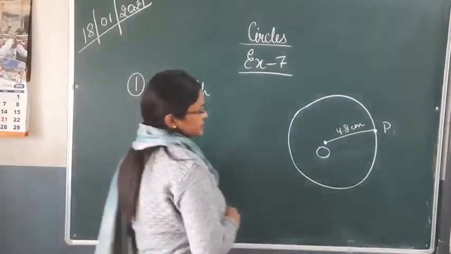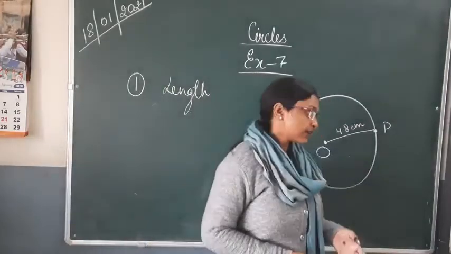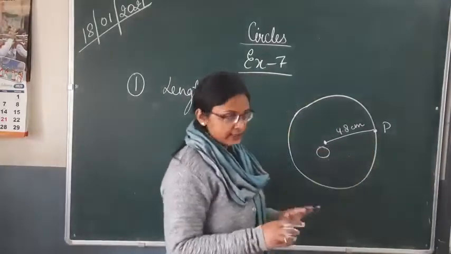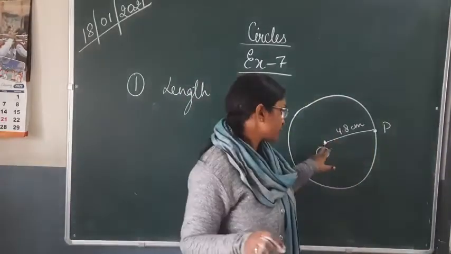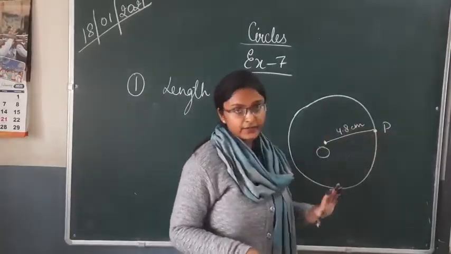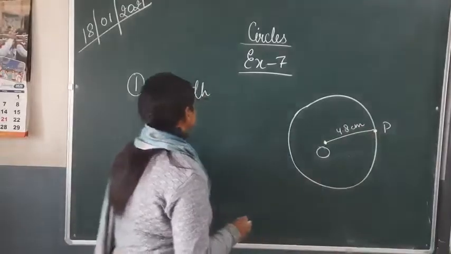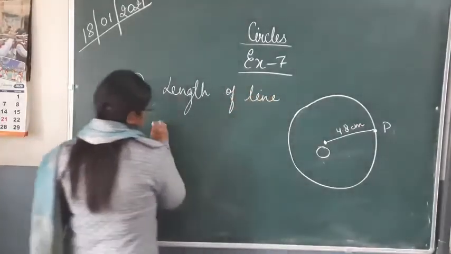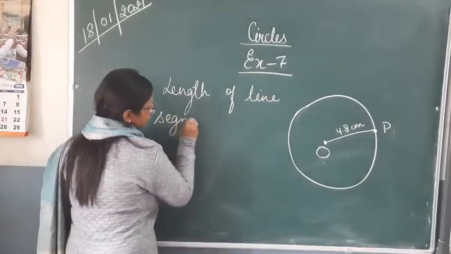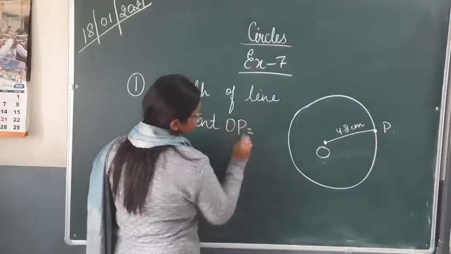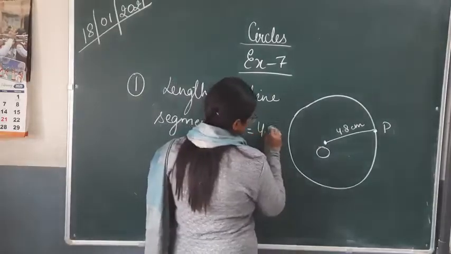You will say, ma'am, this is radius. Why are we calling it a line segment? We are calling it a line segment because its length is fixed. It is not moving. This point O is not moving here and this is not moving there. It is fixed, so that's why it is a line segment. So the length of the line segment, or you can say radius OP, is equal to 4.8 centimeter.